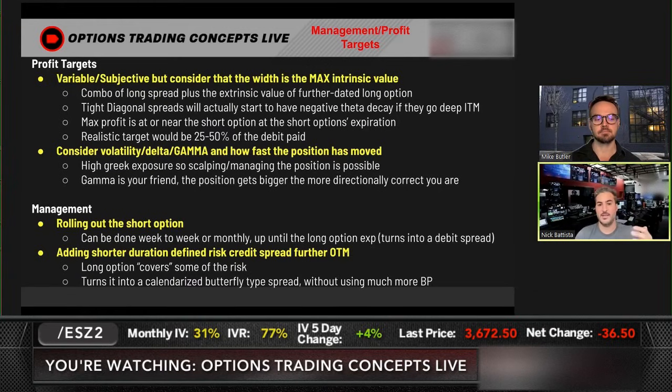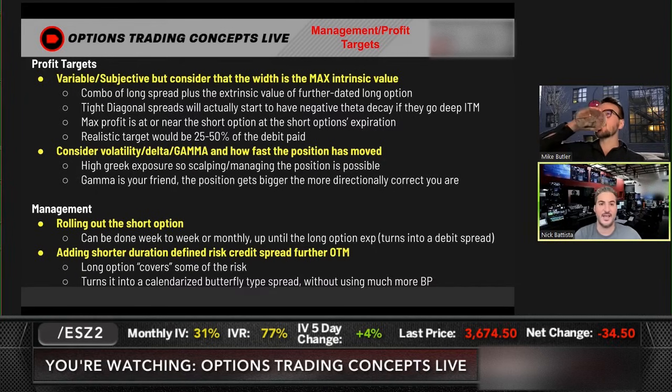If you're doing something like a 60-day long option and then a weekly option, you could do that week to week. If you're doing a longer term, like a LEAP position where you're going 100 or 150 days out in time and buying an at the money option, you can sell 30-day or 40-day shorter options and continue rolling those out in time until you get to the long option's expiration month, which turns the position into a long debit spread.